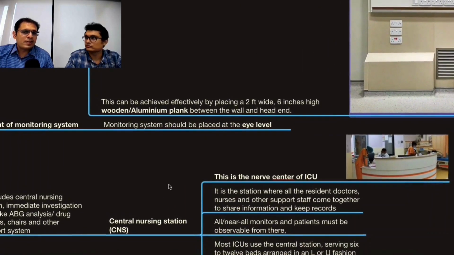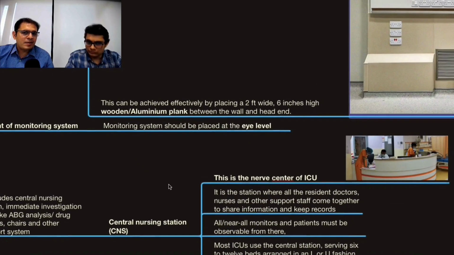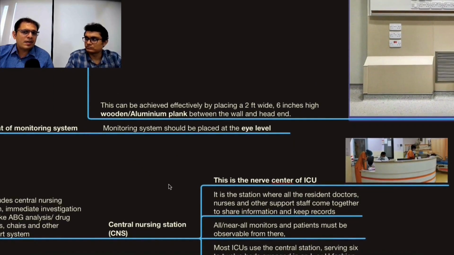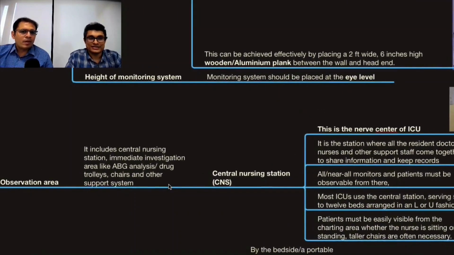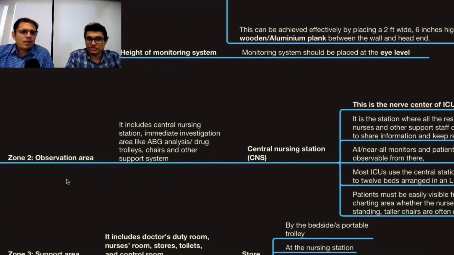Too low will be disturbing the patient, and also repeatedly it will be touched by the staff. Too high, I mean the nurses are not that tall. It will again create a problem. Correct. Okay, so zone 2 is the observation area.